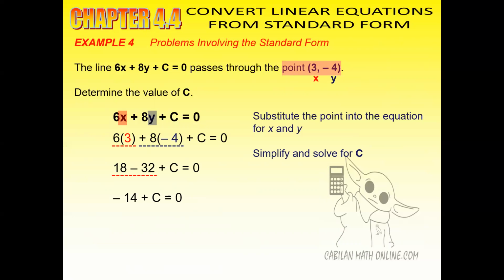Now remember that what we want to do here is isolate the c. Notice that what we have here is a number and a letter separated by a plus sign. So all I'm going to do in the final step is take the negative 14, move it to the other side, and it becomes 14. That's pretty much it.